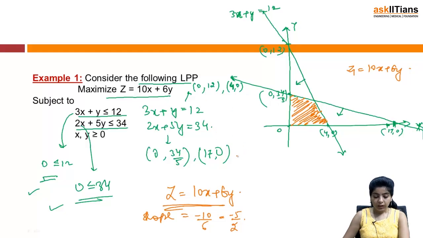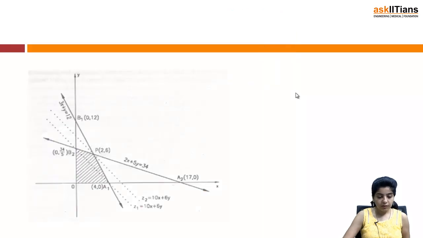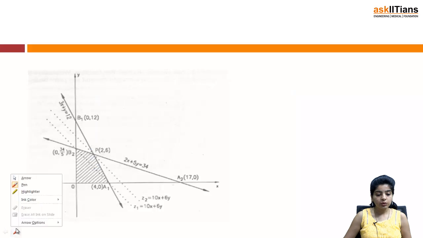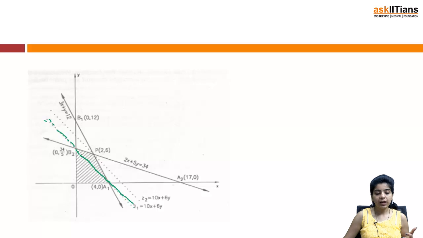So now we will draw 10x plus 6y equal to z1. You can see from this graph, this is the accurate graph. First of all we will try to draw a line. This is the shaded portion that we had obtained. Now I try to draw a line 10x plus 6y equal to z1 for any value of z, suppose z1, I get this line, right? You can see this line, we have shown it in dotted form. So this is the line that I have.